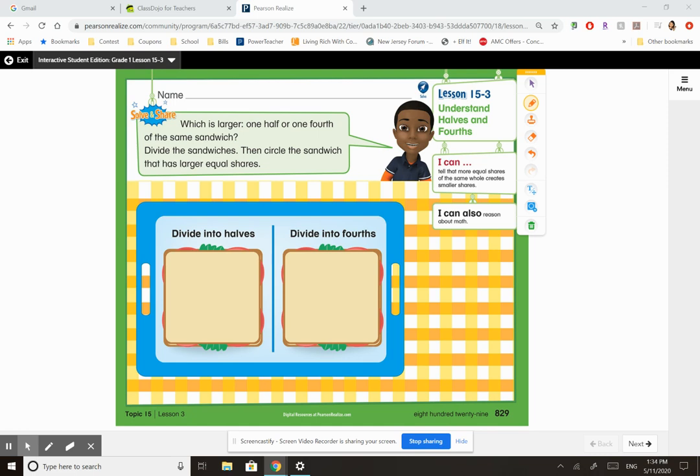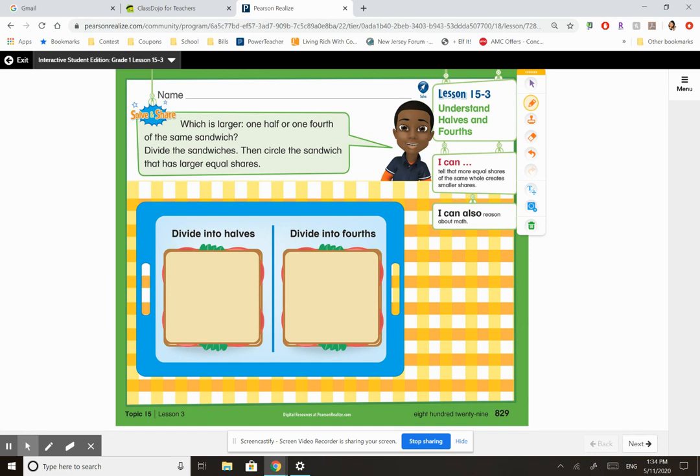Hi, first graders. Today for lesson 15-3, we're going to understand halves and fourths. It's more about what we talked about yesterday with the halves and fourths. So they want to ask you, which is larger, a half or a fourth of the same size sandwich?